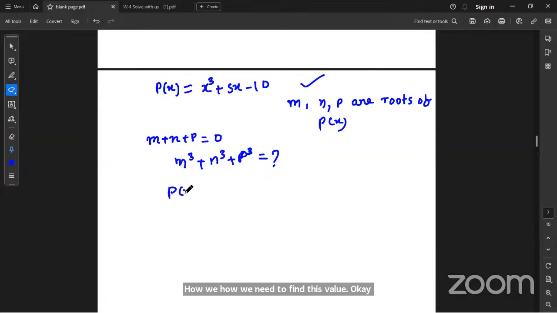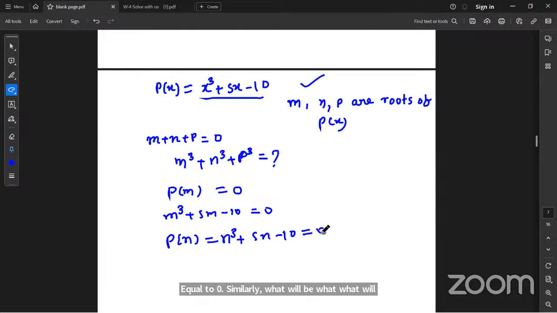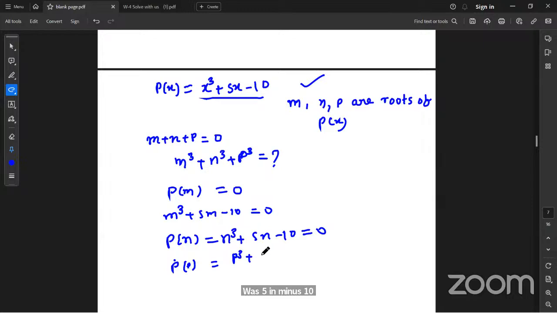Just take P of m. We know that P of m is equal to 0. So what will be our P of m? m cube plus 5m minus 10 is equal to 0. Similarly, what will be P of n? n cube plus 5n minus 10 is equal to 0. Similarly for p, p cube plus 5p minus 10 is equal to 0. This is your equation number 1, this is your equation number 2, this is your equation number 3.